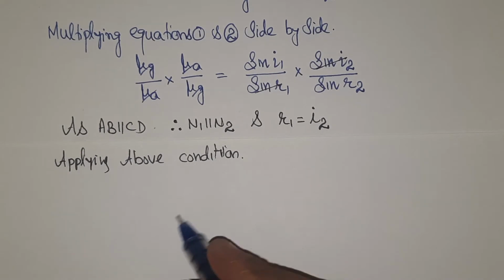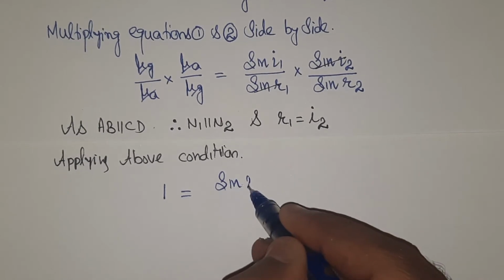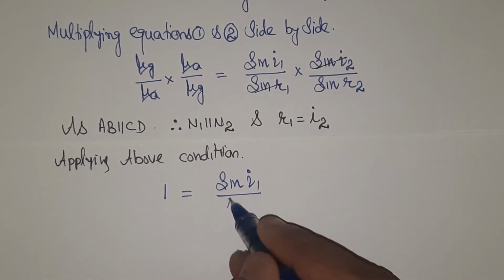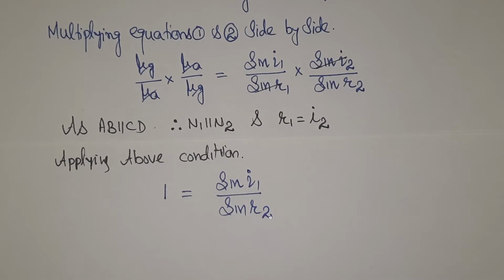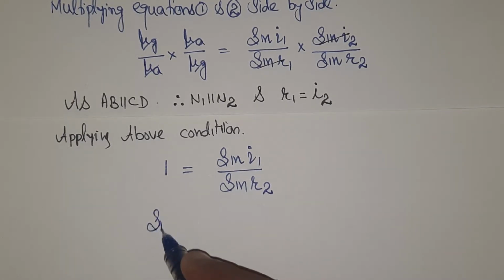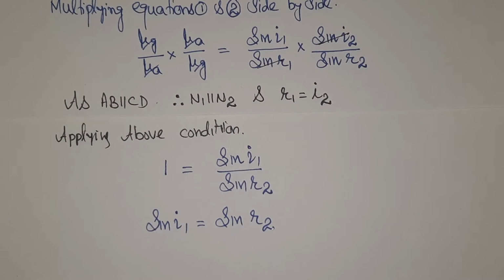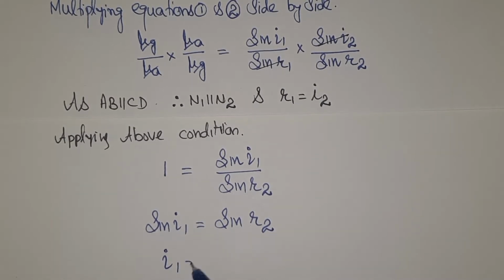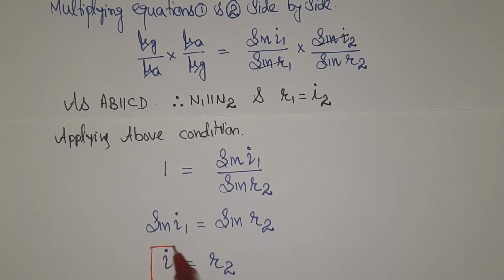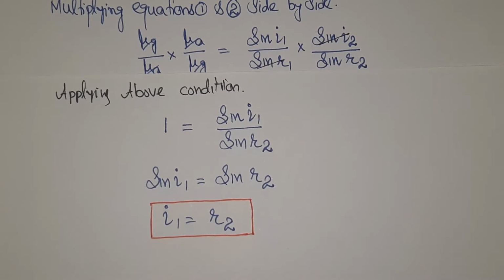Now applying this condition we are getting 1 equal to sine of I1 over sine of R2. From this equation we get sine of I1 is equal to sine of R2, and so I1 is equal to R2. Meaning when refraction happens in a rectangular glass slab, at that time I1 should be equal to R2. Now let's see what I1 equal to R2 means.